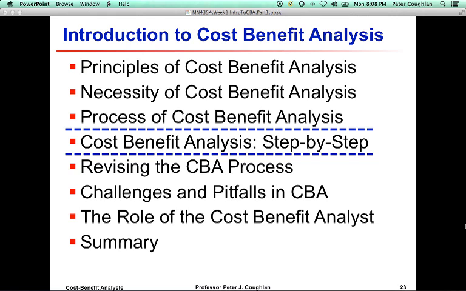All right, so now understanding why we do cost-benefit analysis, the next and last part of this first part of the opening presentation is about the process. Let's talk about the process. How do we actually do it, right?